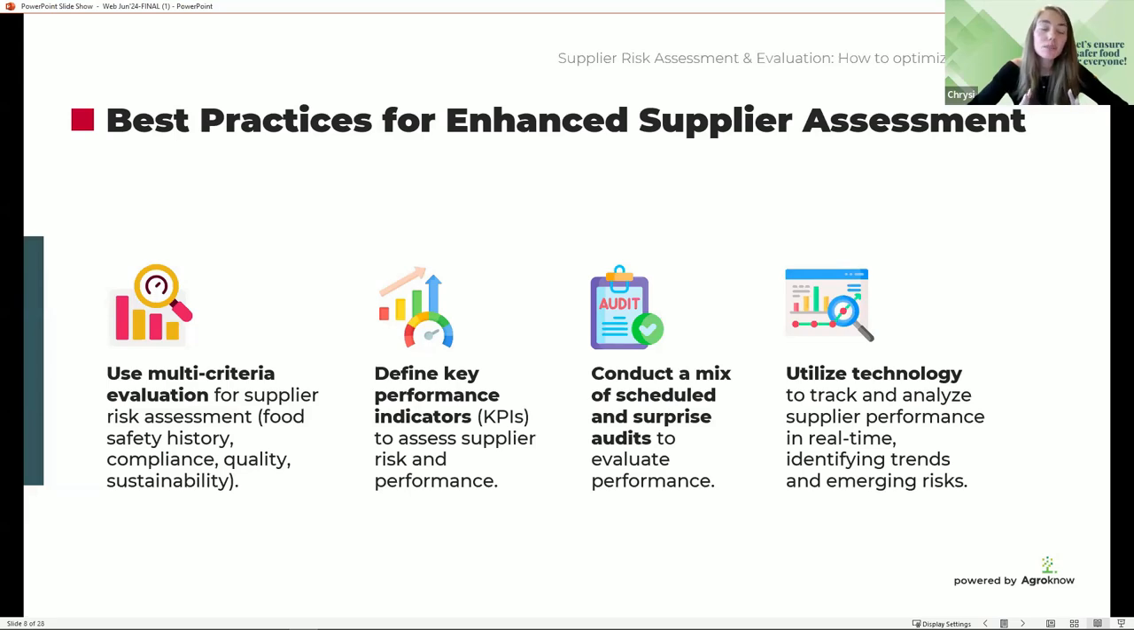But ultimately, by clearly defining and tracking those KPIs, you can gain a very comprehensive understanding of your supplier's performance and identify any areas of improvement. And it actually helps in making informed decisions that are based on actual data.